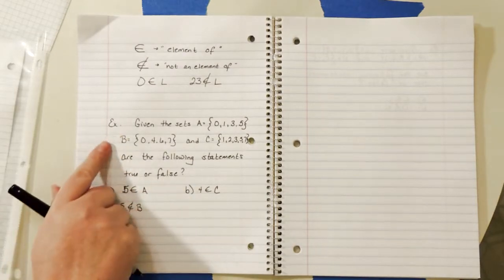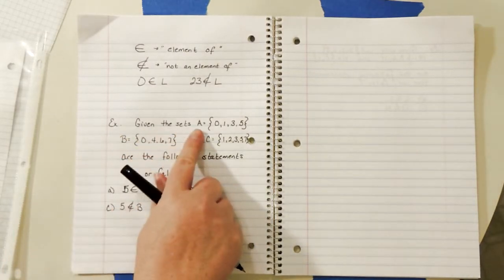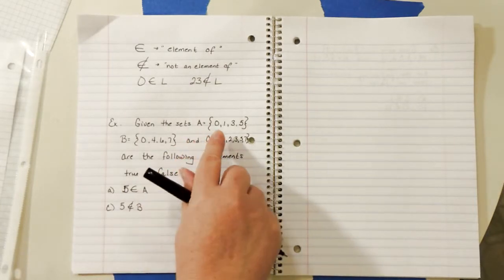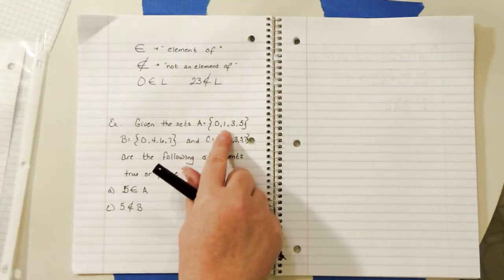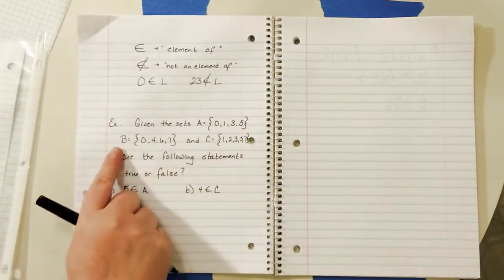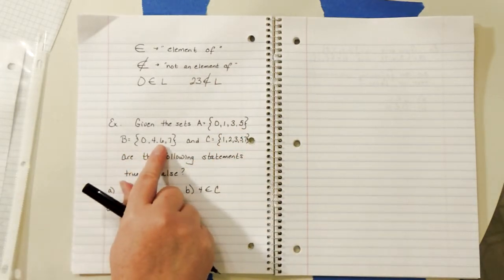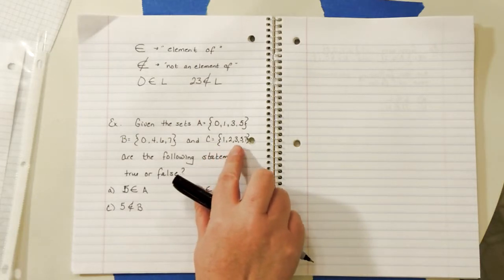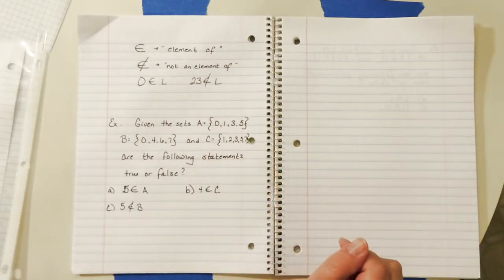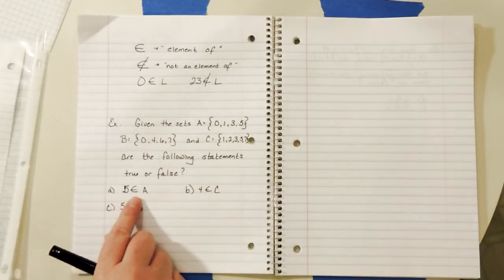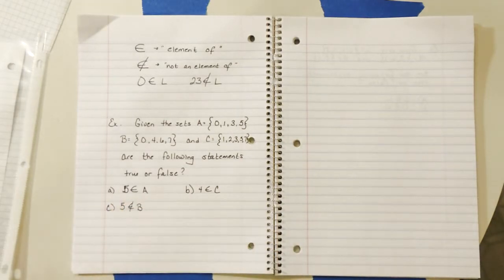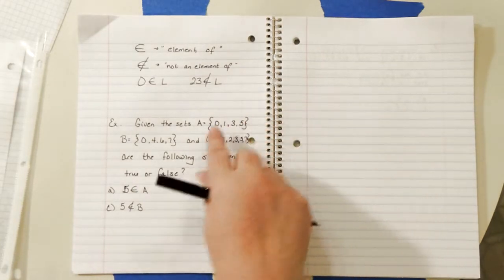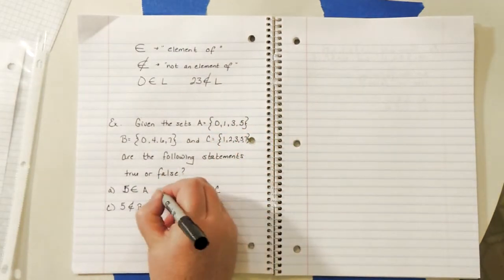Okay, so here's an example. Given the sets A with the members 0, 1, 3, and 5, B with the members 0, 4, 6, and 7, and C with the members 1, 2, 3, 5, and 7, are the following statements true or false? 5 is an element of A. Well, here is A, and 5 is a member, so this would be true.